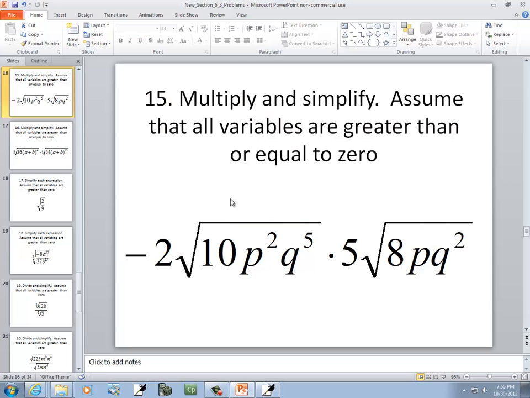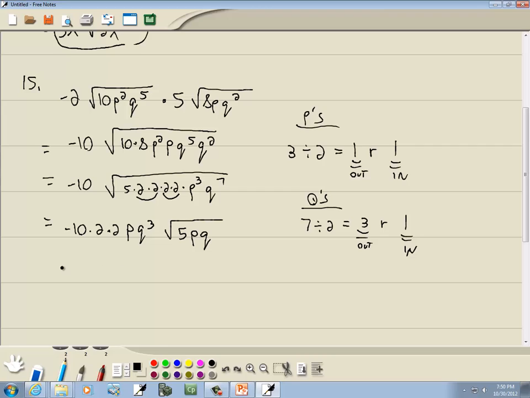Now again, the instructions are assume that all variables are greater than or equal to 0, so we don't need to worry about absolute value bars. 2 times 2 is 4, times -10 is -40 p q to the third square root of 5pq. And that's our answer.